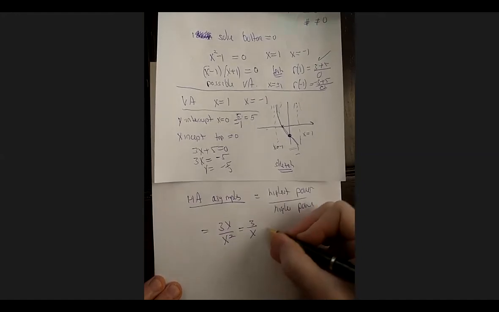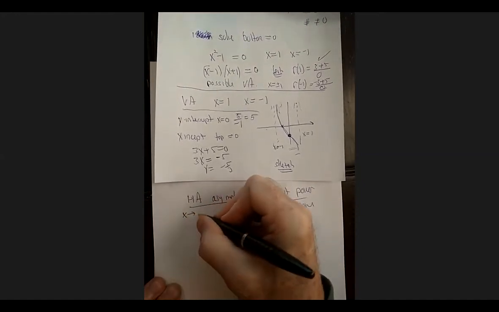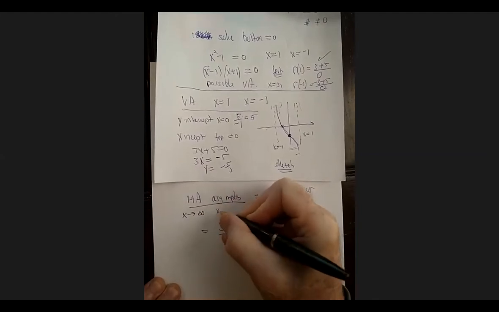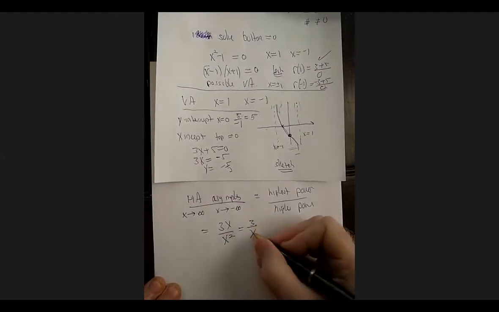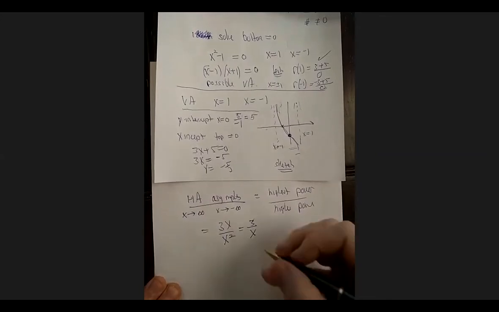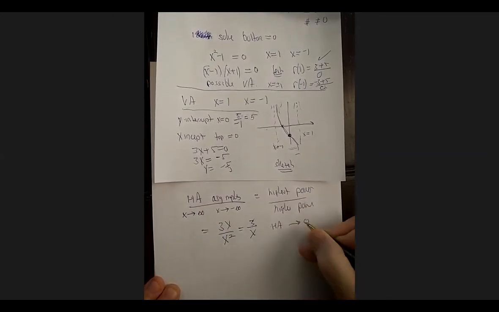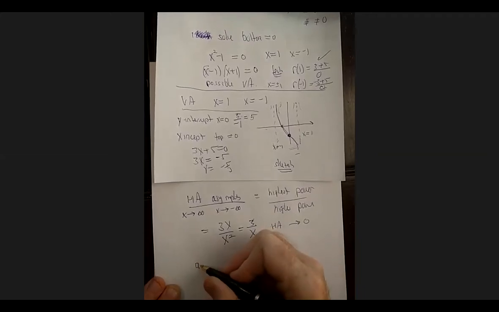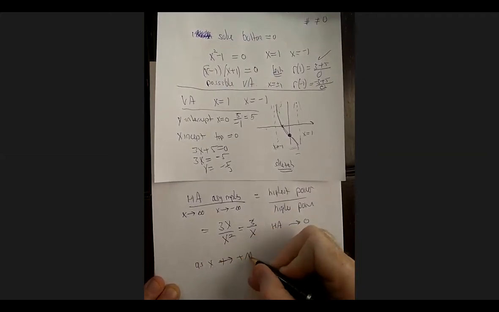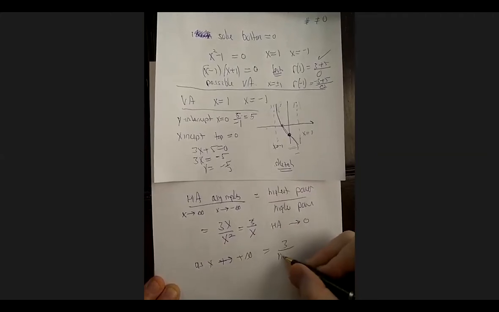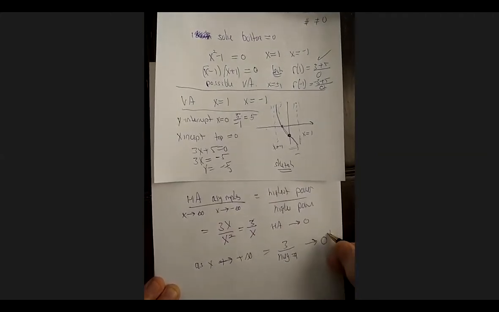Remember, the horizontal asymptotes are what happen as x approaches infinity and x approaches minus infinity. I think I said somewhere in one of the videos that the horizontal asymptote is going to be 0. As x approaches plus infinity, I have 3 over a huge number, and that's going to be very close to 0, but from the positive side.